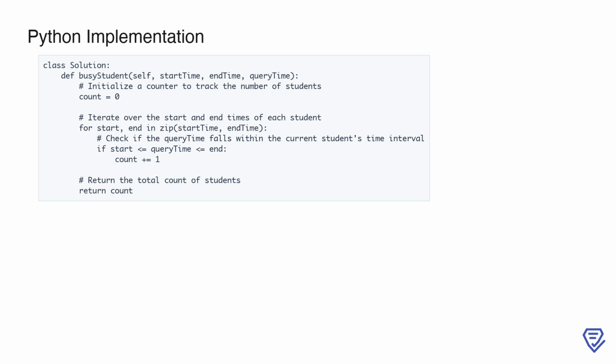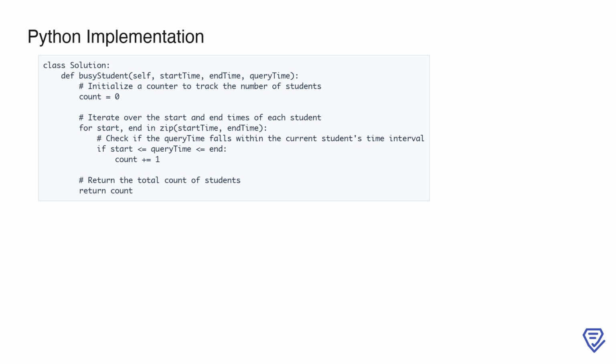3. Checking the condition. For each student, the code checks if queryTime falls within the range [start, end], inclusive. This is done using the condition start <= queryTime <= end. If the condition evaluates to true, it means the student is actively doing homework at query time, and the count is incremented by 1. 4. Returning the result. After iterating through all students, the total count of students doing homework at query time is returned as the output.